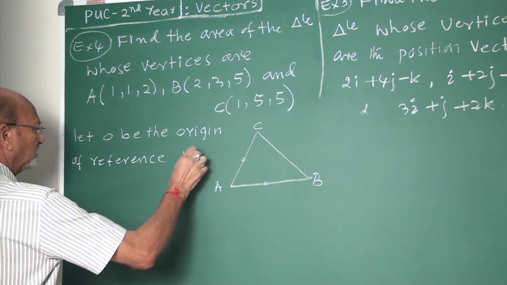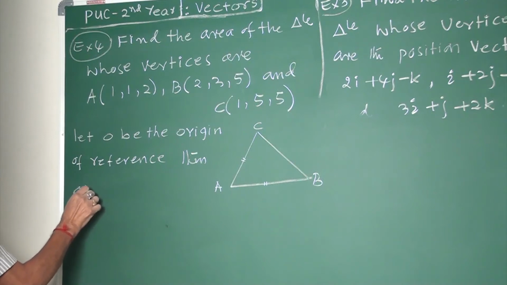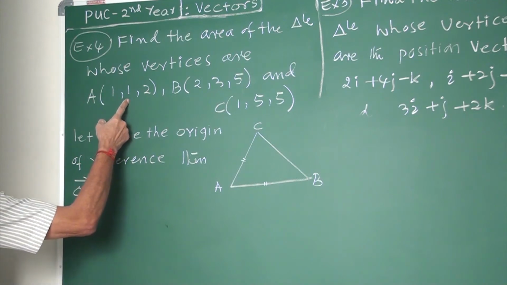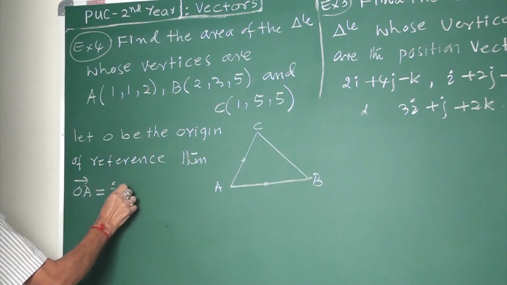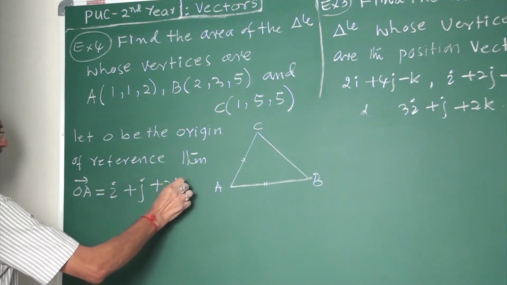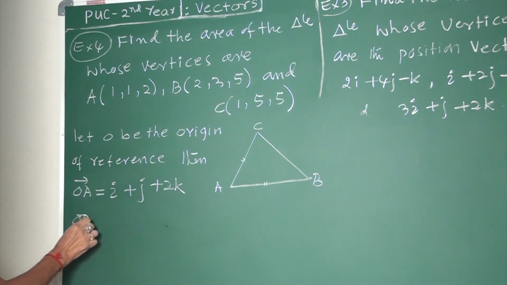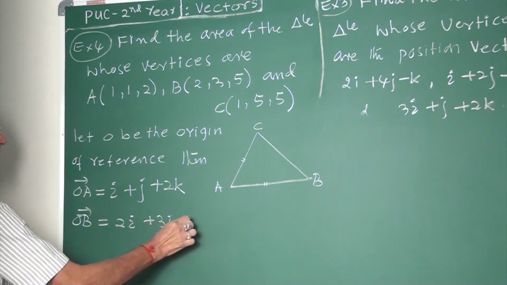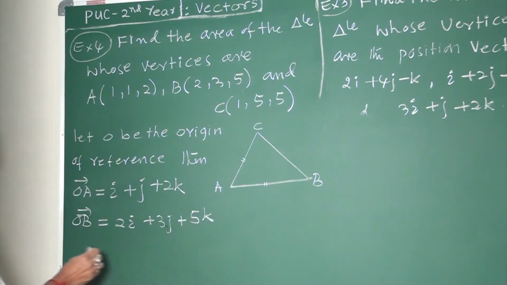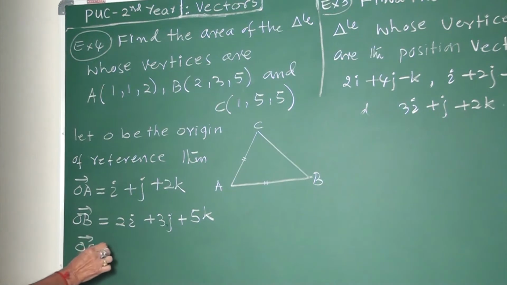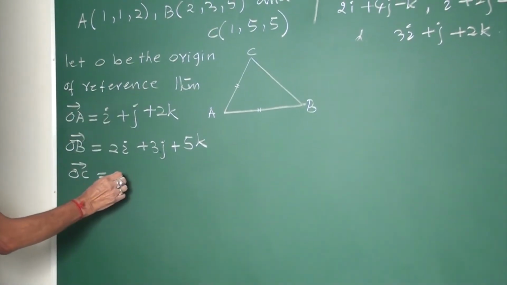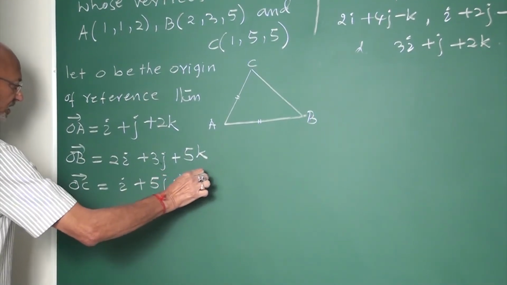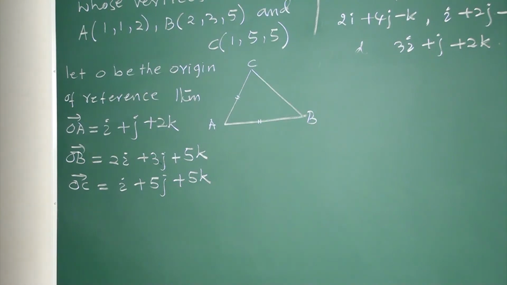Then position vector of the first vertex A, convert from the point to ijk, 1 into i plus j plus 2k. Then OB is 2i plus 3j plus 5k. This is vector OC. Vector OC is 1 into i plus 5j plus 5k. Yes, my friends.